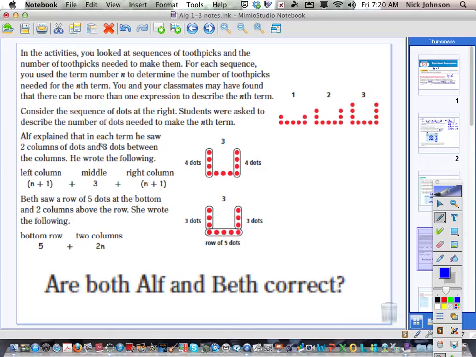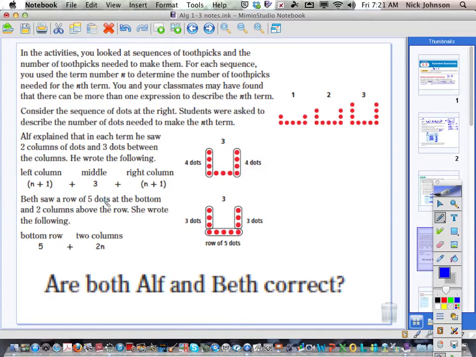It says Alf explained that in each term he saw 2 columns. So he said he had 2 columns, a left column, a right column, and he had 3 dots in between. That's how he saw it. So in the left column he had the term number plus 1 because 3 plus 1 gave him 4 dots. This is term number 3. Okay? In the right column he had the same, the term number plus 1. And then he had the middle, which is 3 dots.